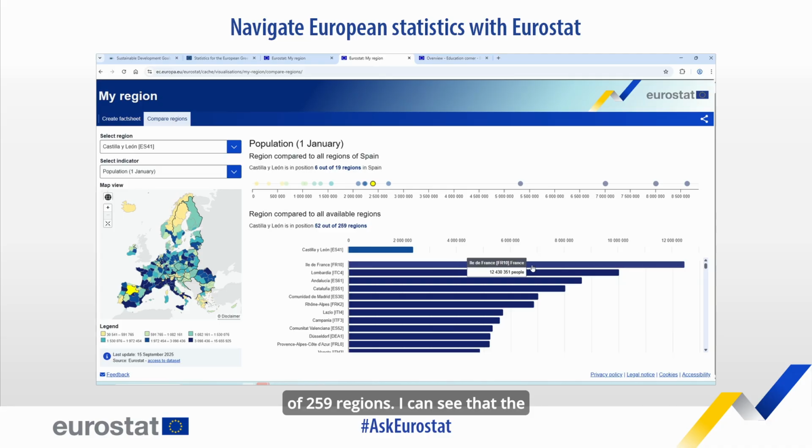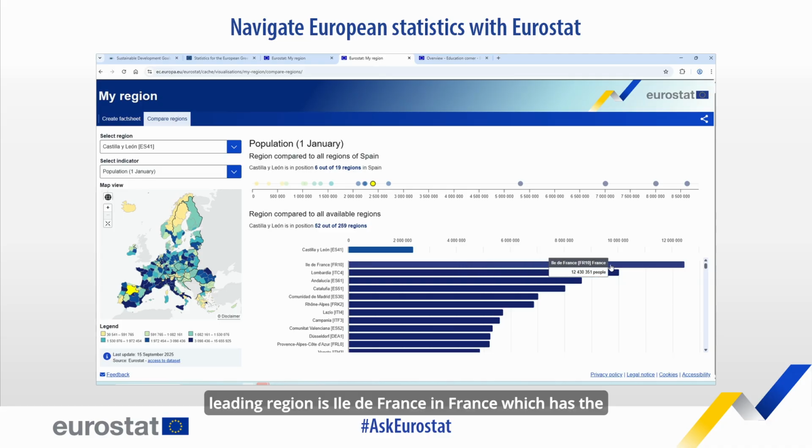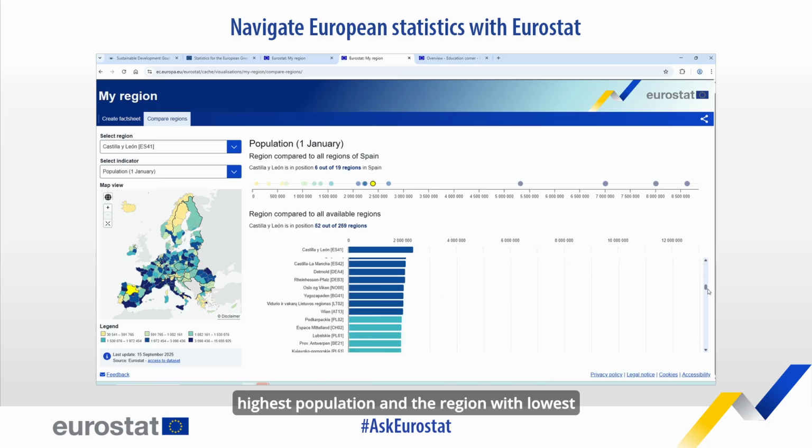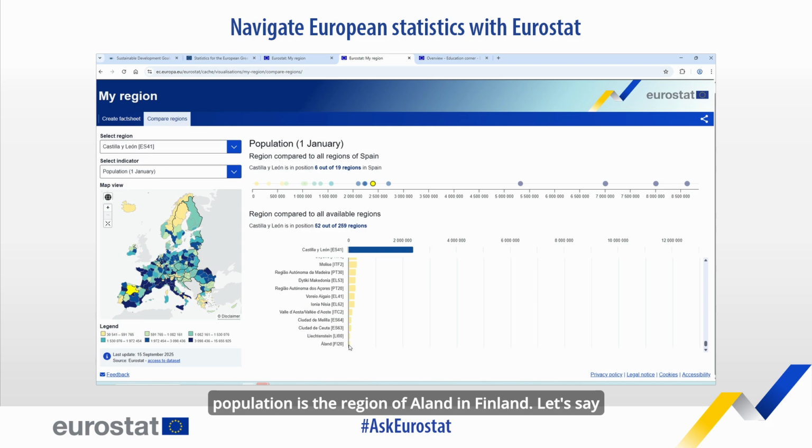I can see that the leading region is Île-de-France in France, which has the highest population, and the region with the lowest population is the region of Åland in Finland.